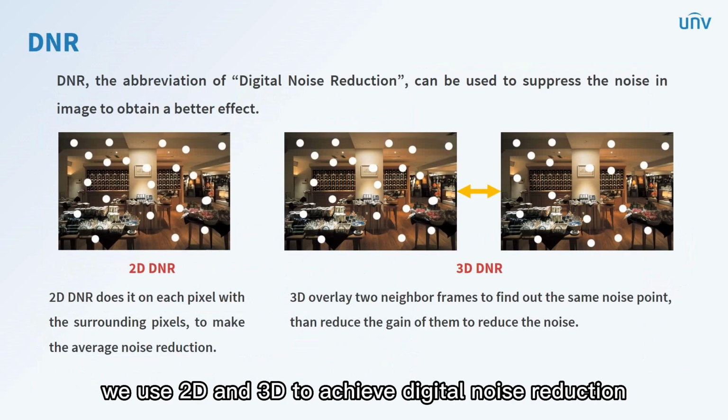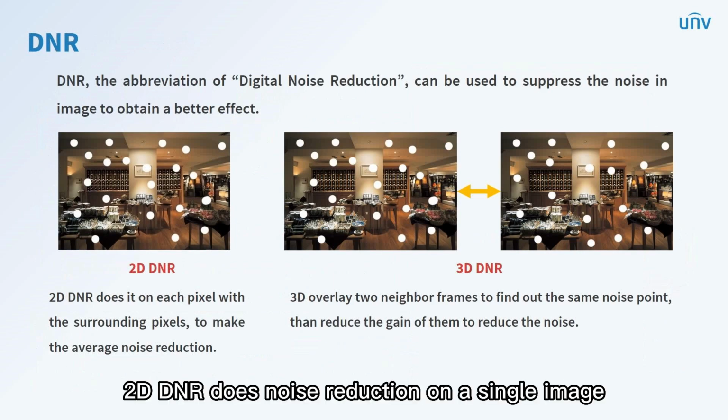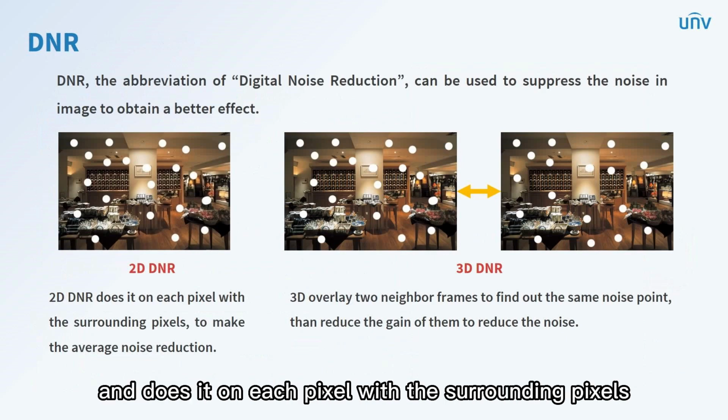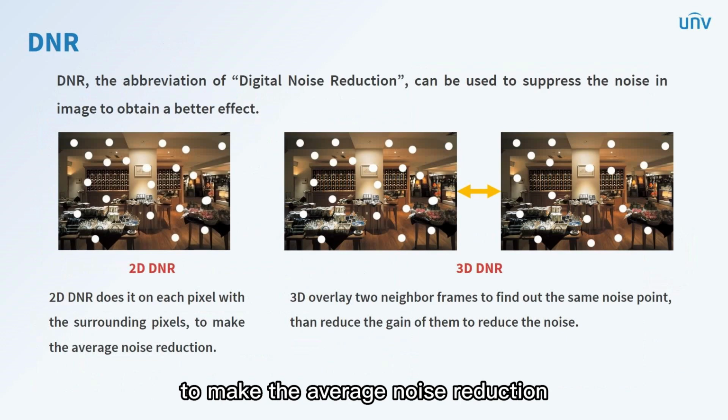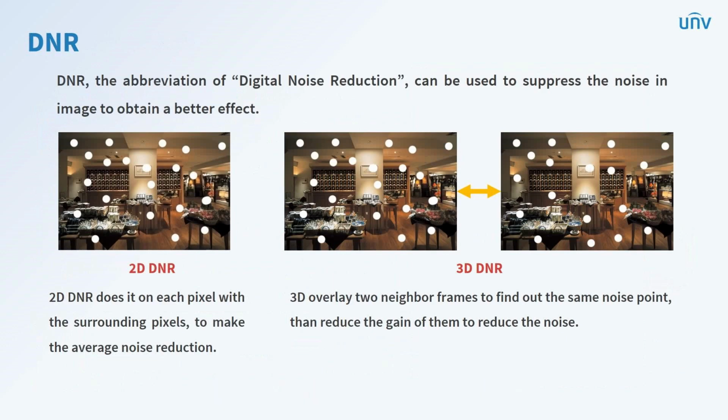Commonly, we use 2D and 3D to achieve digital noise reduction. 2D DNR does noise reduction on a single image, and does it on each pixel with the surrounding pixels, to make the average noise reduction. However, it will cause the picture to blur, especially the edge of the object.